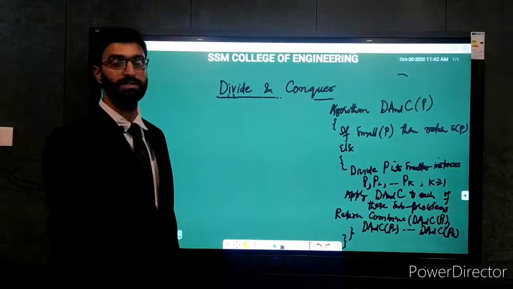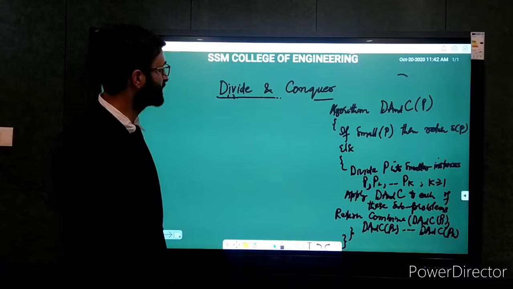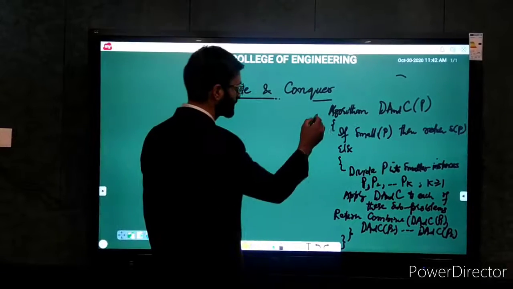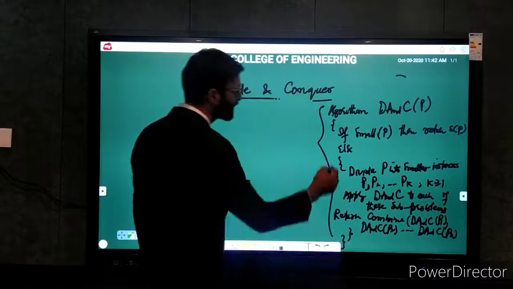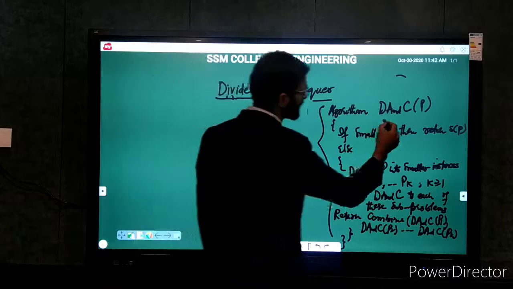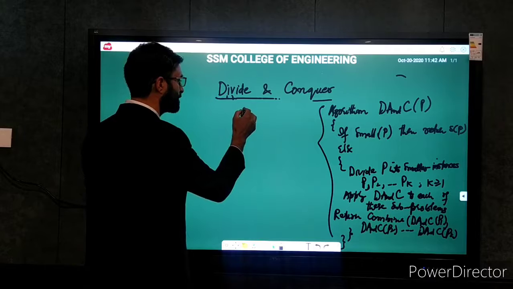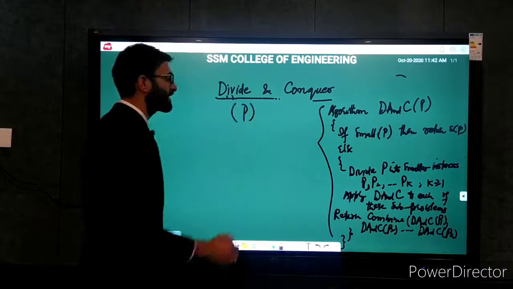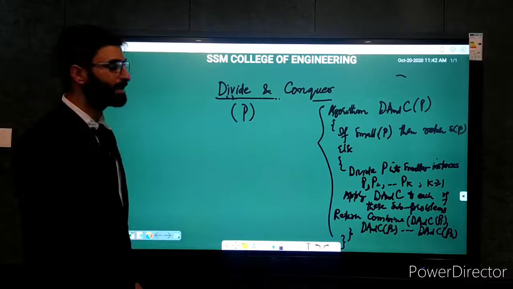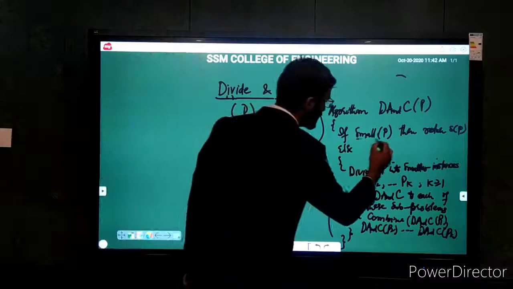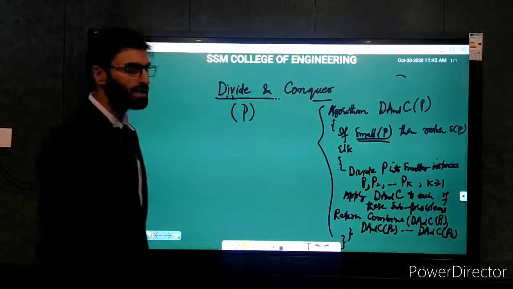Okay, now we will discuss the algorithm for this divide and conquer strategy. See here, control of abstraction, right? We have the algorithm divide and conquer, and P is the original problem. It means P can be bigger or it can be smaller. Now we will check the base case. If small p, meaning the smaller instance of the problem.